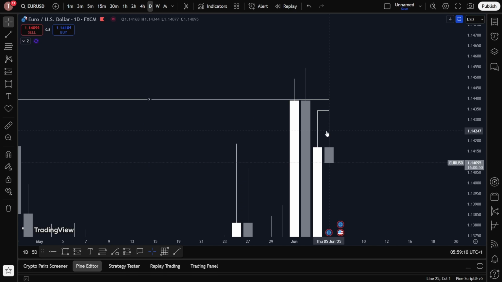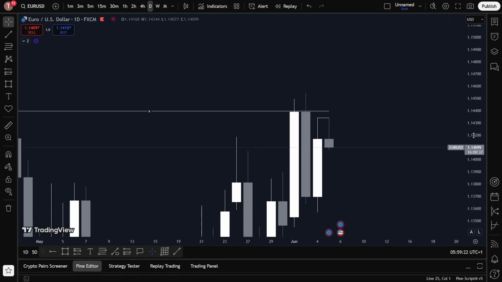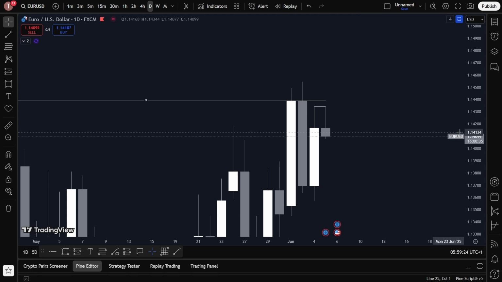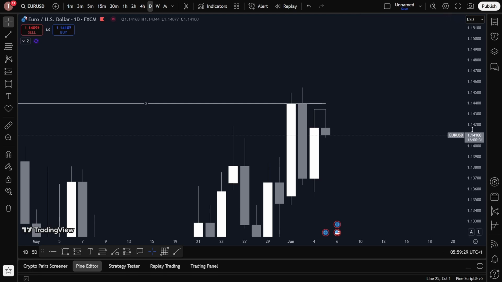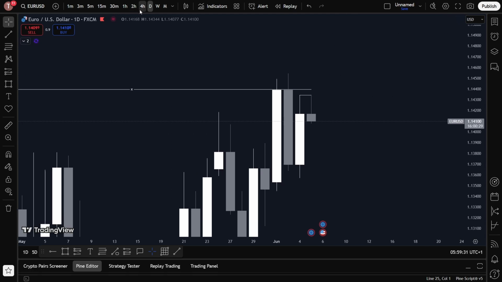So the previous day's high is 1342 and today's high is 1344, which is 2 pips higher than the previous day's high. So it has already taken the previous day's high liquidity and is moving to the downside. So let's move to the 4 hours now.